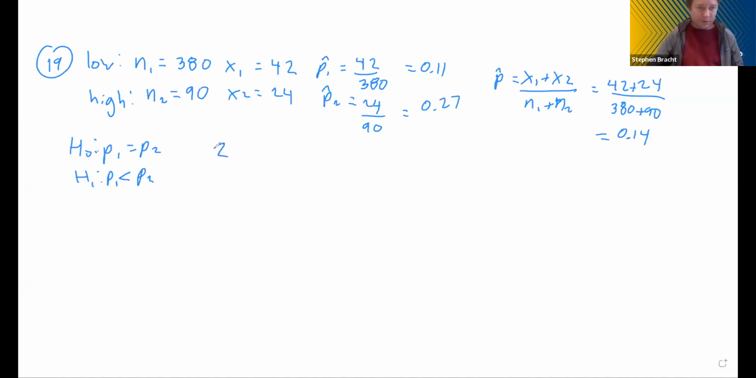Okay, the test statistic is given by P1 hat minus P2 hat over the square root of P hat times (1 minus P hat) times (1 over N1 plus 1 over N2).